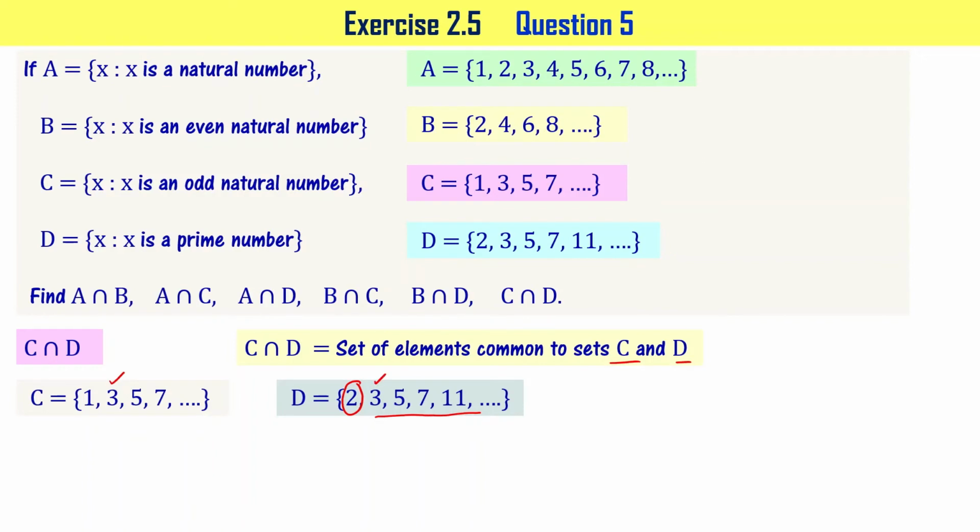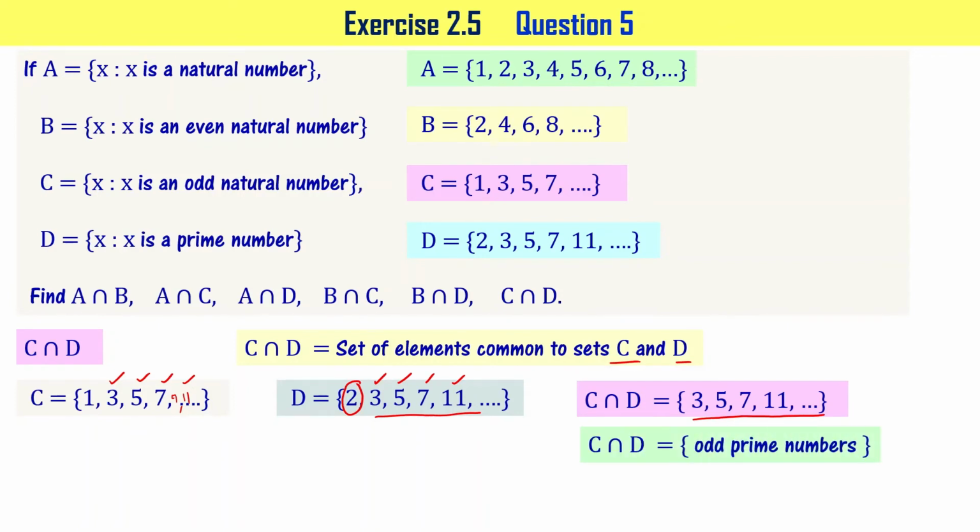3 is common across both, 5 is common across both, and 7 is common. Here you must have written 9 and then 11, right? So 9 is not common, but 11 is common, right? Like that. Now if you write C intersection D, that is going to have 3, 5, 7, 11 and so on. This is going to have all odd prime numbers. So C intersection D is a set of elements that are odd prime numbers. This is what we are asked to find, right?